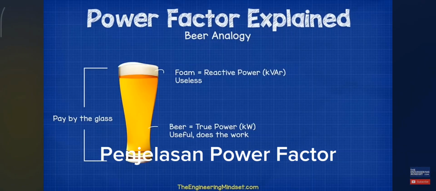The foam represents our reactive power, or our kVAR, kilovolt amps reactive. This is the useless stuff. There will always be some, we have to pay for it, we can't use it, so we don't really want much of it. It does actually have a use and a purpose, but we'll see why later in the video.